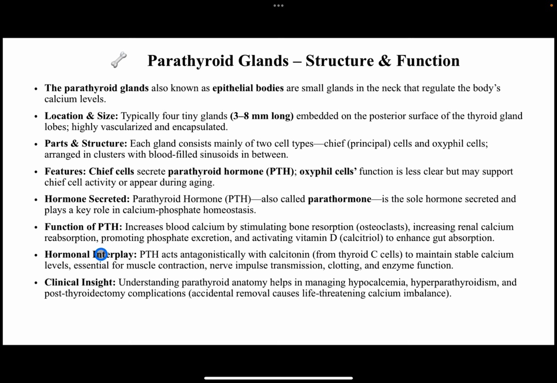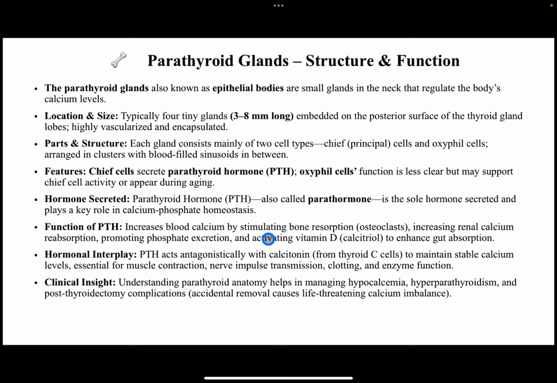It is the sole hormone secreted and plays a role in calcium and phosphate homeostasis. Now, what are the functions of the parathyroid hormone? Parathyroid hormone works to increase your blood calcium level. You remember the parafollicular cells of the thyroid gland produce a hormone called calcitonin, which works to lower your blood calcium level, but the parathyroid hormone works to increase your blood calcium level.